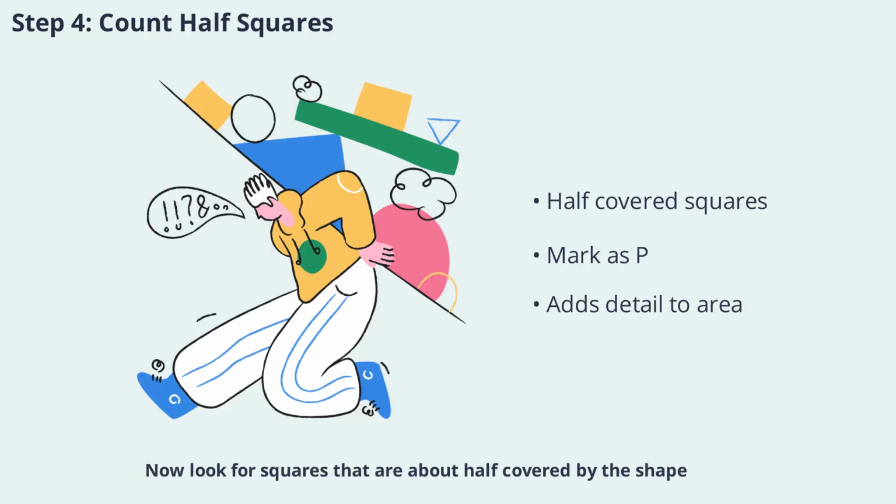Now look for squares that are about half covered by the shape. These are your P squares. Estimating half squares can be a bit tricky, but try to be as precise as possible. These contribute less to the total area, but they still matter for an accurate measurement.